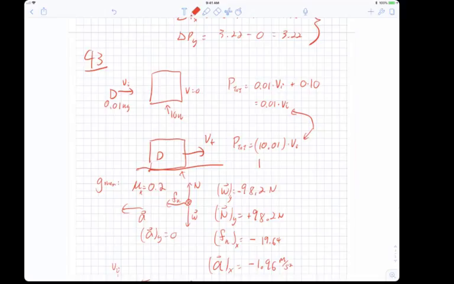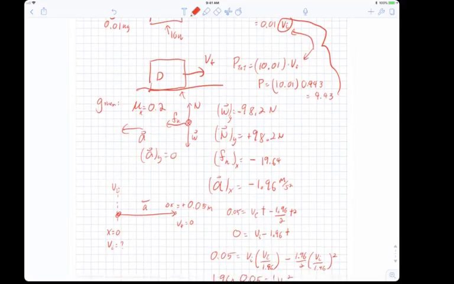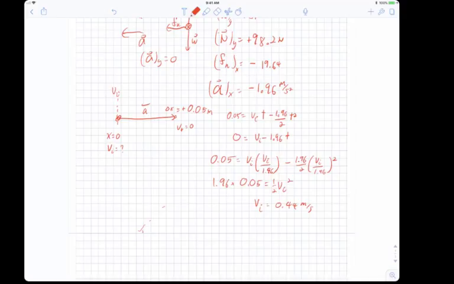So the total momentum is 0.443... So this is 4.43, which corresponds to an initial velocity of the bullet of 443 meters per second, which was P total divided by the mass of the bullet. That's pretty fast. I think I did that right.